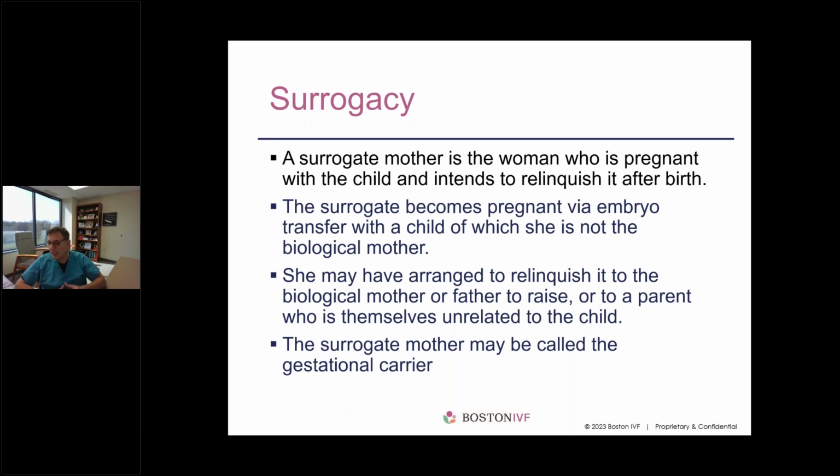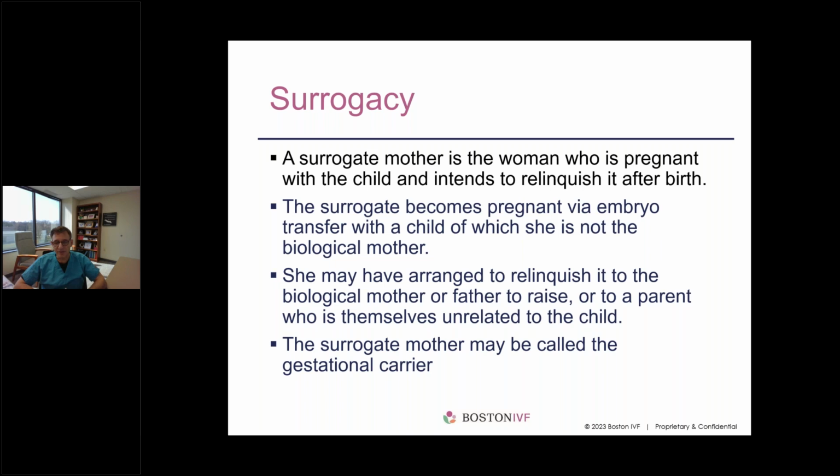Now, in the past, there used to be true surrogacy where the surrogate would use her own eggs, but with somebody else's sperm, and she would carry the baby and then relinquish the baby to whoever gave her the sperm. But the gestational surrogate just carries the baby, and neither the egg nor the sperm are hers. She may have arranged to relinquish it to the biological mother or father to raise, or to a parent who is themselves unrelated to the child.